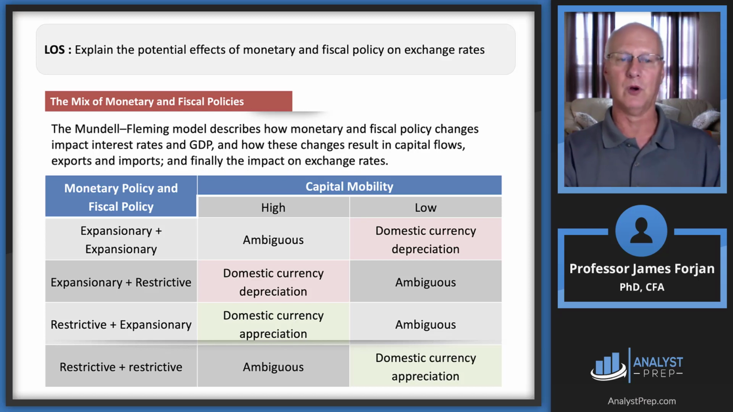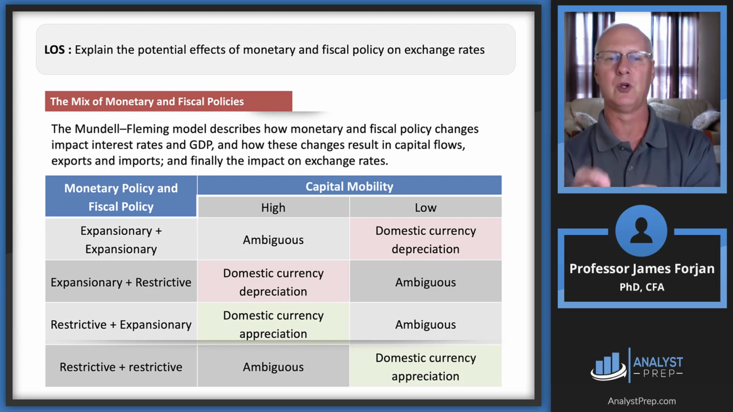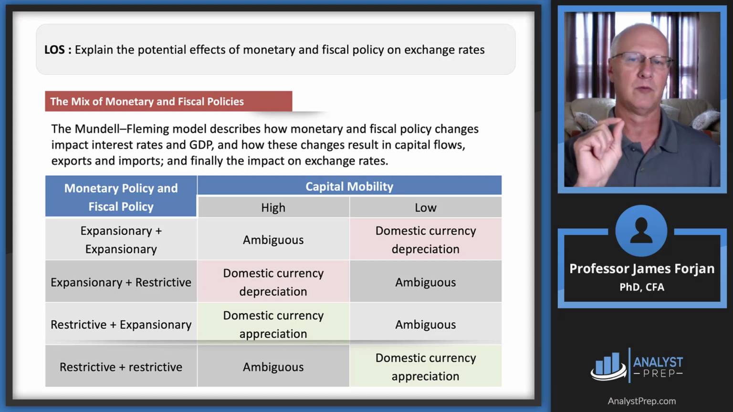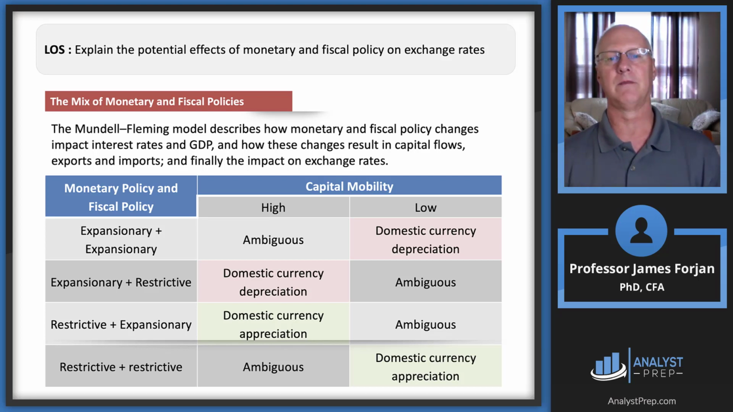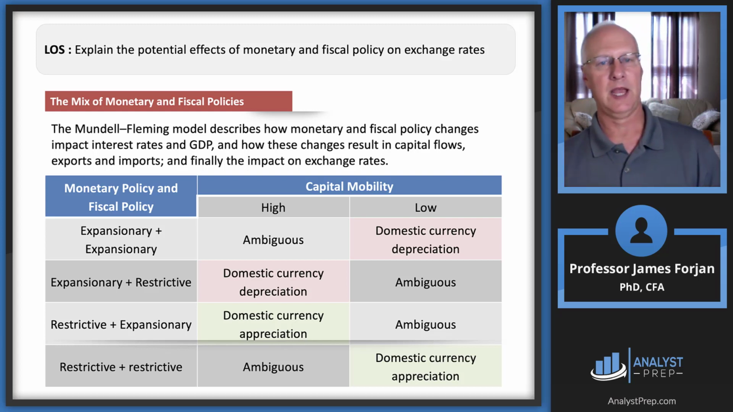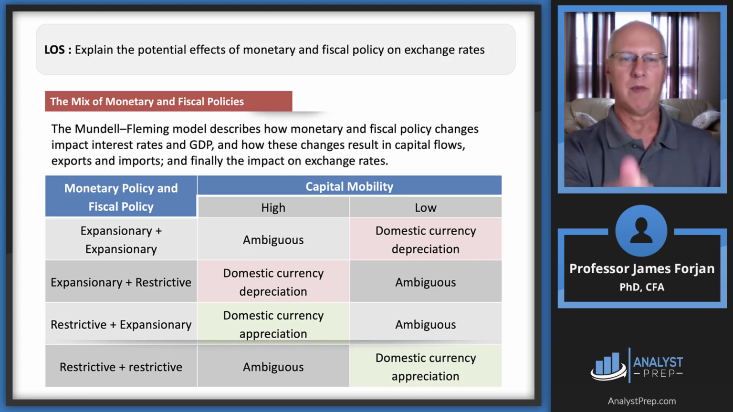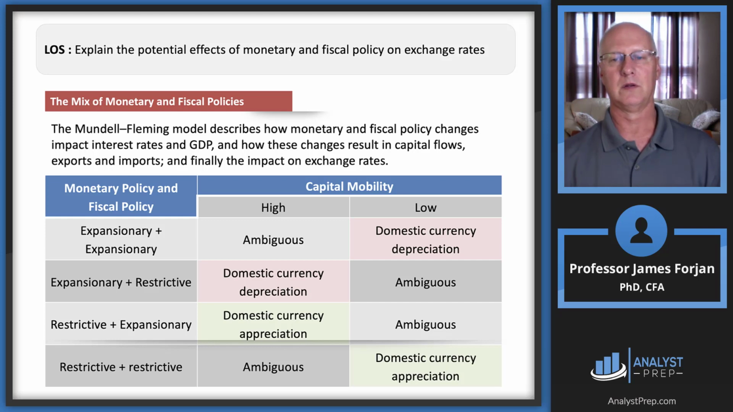If the opposite holds true, restrictive and expansionary for monetary and fiscal policy, then we have just the opposite. So those are the 2 points that I would remember for high capital mobility. And then on the other hand, low capital mobility results in domestic currency depreciation and appreciation when the central bank and Congress are agreeing with each other. So I would get out my phone and take a picture of this table and memorize it.